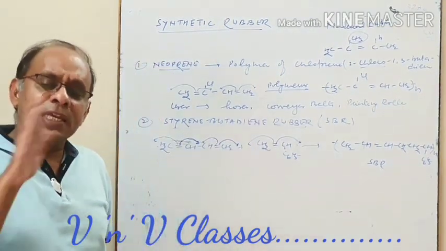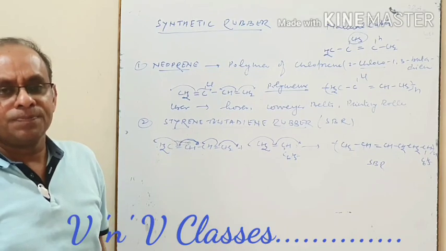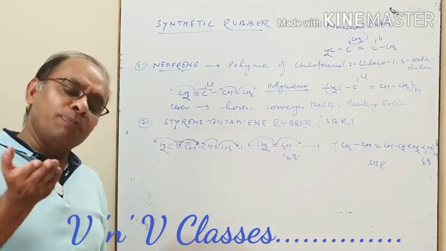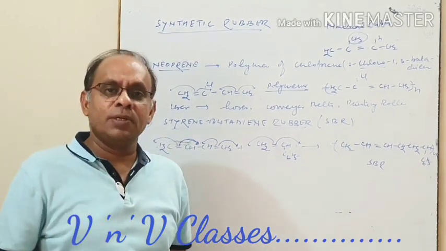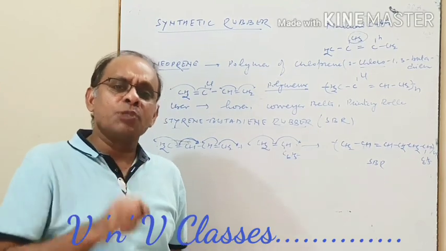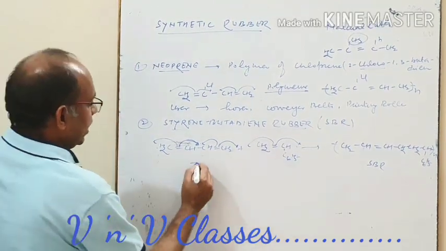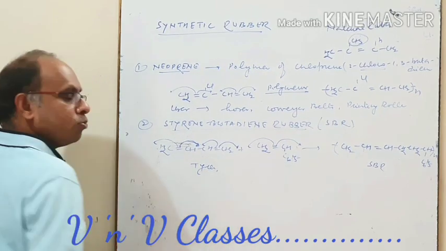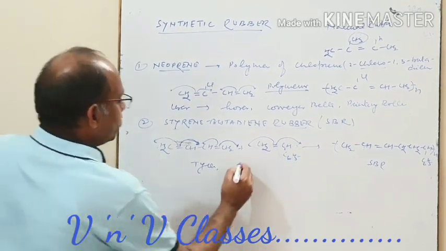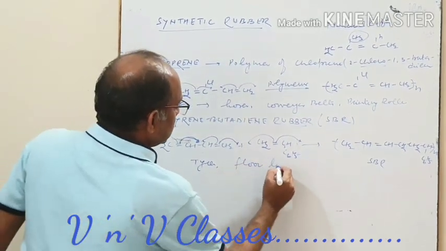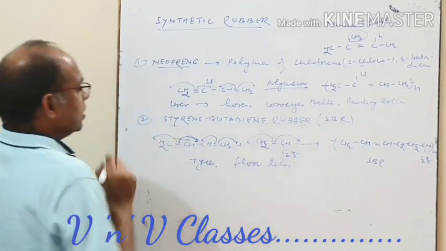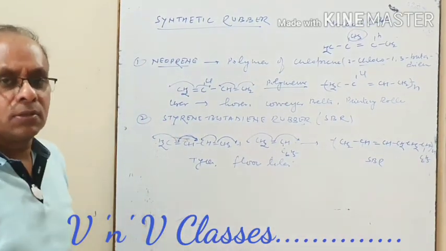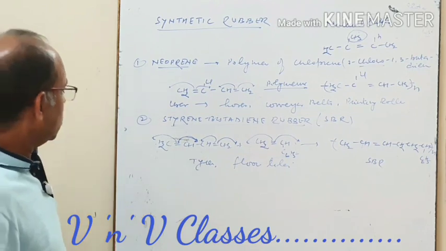My dear, it is much tougher than natural rubber. That's why it has much better qualities than natural rubber. That's why SBR is used to make automobile tires, and it is also used to make floor tiles. Some floor tiles are made of this SBR rubber as well. This is SBR. This is neoprene.